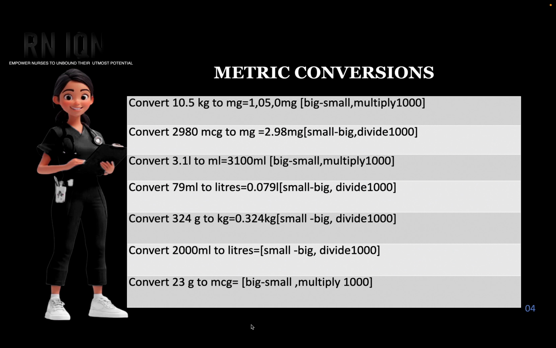From kg to microgram, that is big to small, multiply by 1000. Microgram to milligram, small to big, divide by 1000. Liter to milliliter, that is from big to small, again multiply by 1000. Milliliter to liters, that is from small to big, divide by 1000. Gram to kilogram, small to big, divide by 1000. Milliliter to liters, that is also small to big, divide by 1000. And the final one, gram to microgram, from big to small, multiply by 1000.